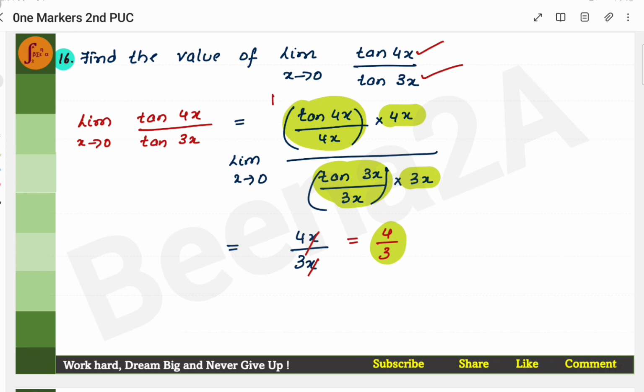This will become 1. This will become 1. I am left with 4x by 3x. x and x will get cancelled. So I will get 4 by 3.